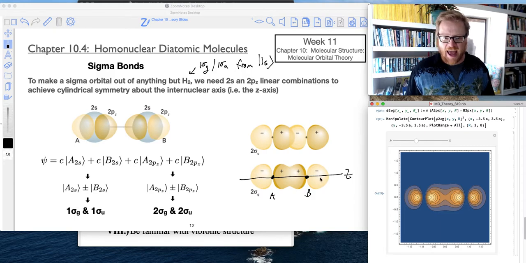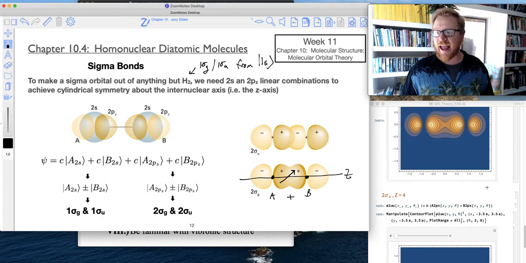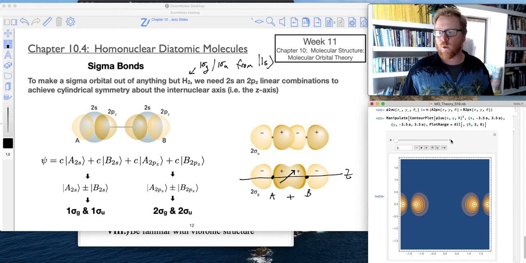And so now if I consider my symmetry operations here, I drew my Z-axis. So we note that when I combine A plus B and I look at this symmetry operation, that's going to have gerade symmetry, which is why we call it the 2 sigma g. But now what about the anti-bonding? Well, so here I've got the anti-bonding model for 2 sigma.